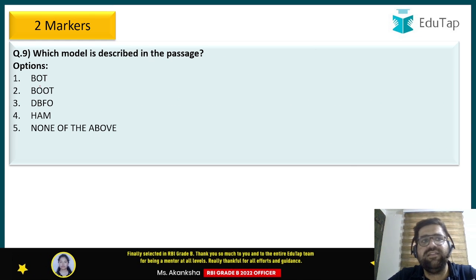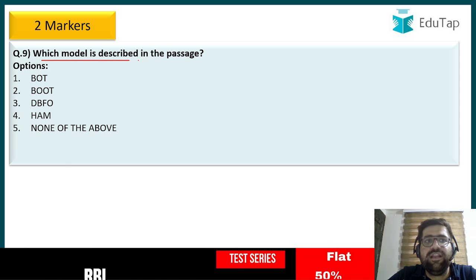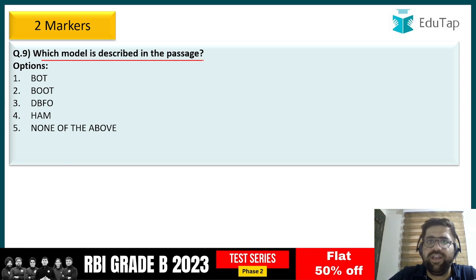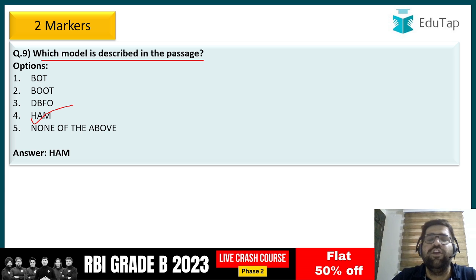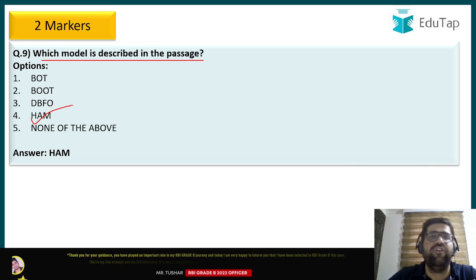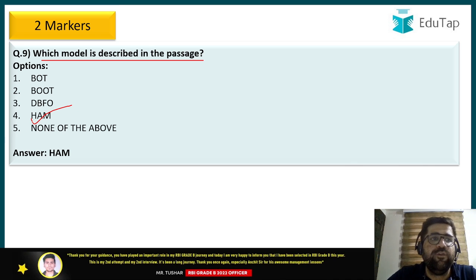Question number 9 says, which model is described in the passage? Now, if you read the passage carefully, you will come across HAM, that is your Hybrid Annuity Model. So HAM is the correct answer, which has been introduced for funding infrastructure projects, mainly the highways which are being developed in the mode of PPP. Therefore, the correct answer will be HAM.